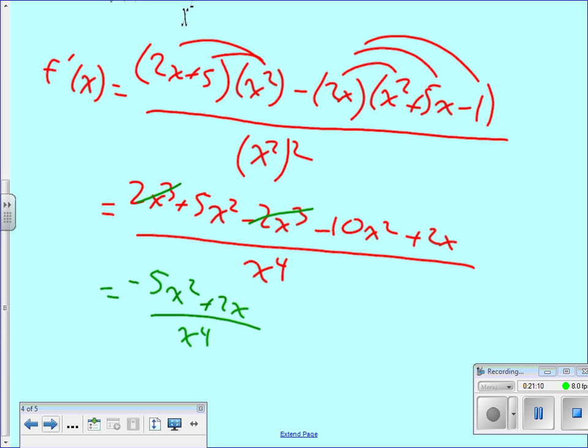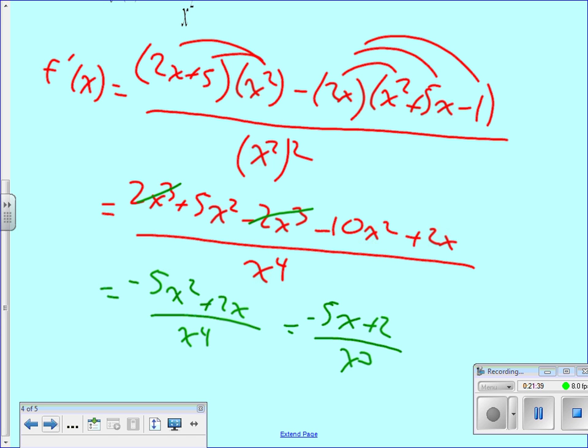Can that be simplified more? Yeah, I can take an x out of every term. Once again, your algebra skills will be really good when you're done with this class. Really good algebra skills when you're done with this class.